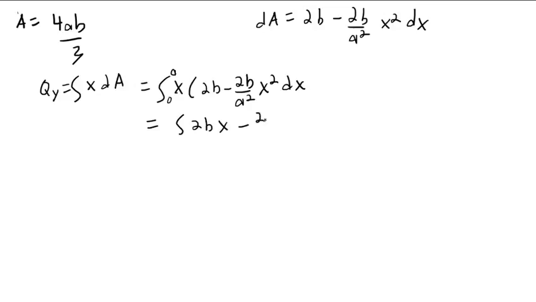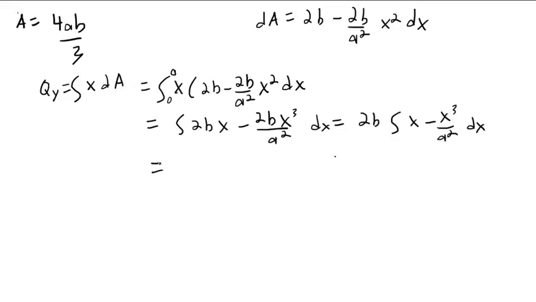Or the integral of 2bx minus 2b x to the third over a squared dx, or 2b times the integral of x minus x cubed over a squared dx. So 2b times x squared over 2 minus x to the fourth over 4a squared, evaluated from 0 to a.